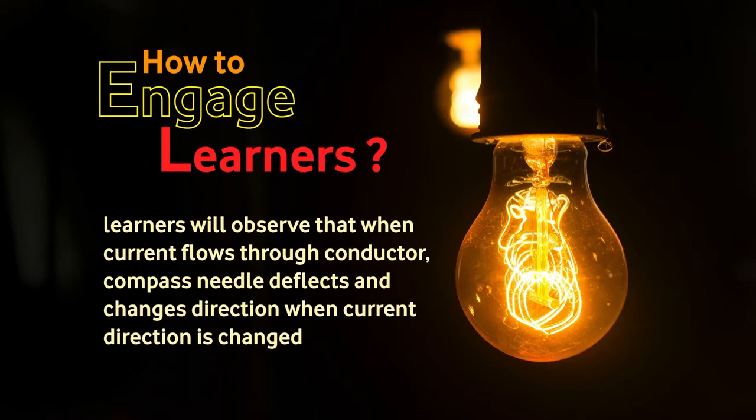They will observe that when current is flowing through the conductor, the compass needle gets deflected and changes direction. When the current direction changes, meaning when you invert the cell, the positive becomes negative and negative becomes positive, the deflection in the compass needle also changes.